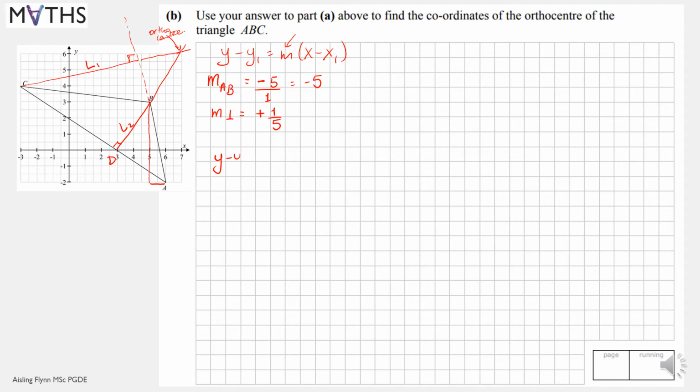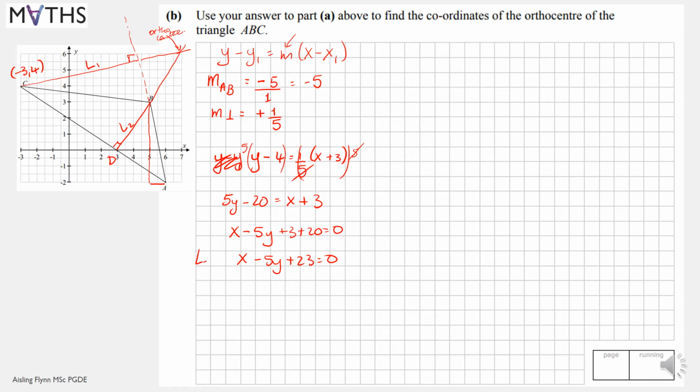Filling in y minus y1, we're working with point C, which has coordinates of -3, 4. So y minus 4 equals 1 over 5 times x minus -3, which is x plus 3. Now I'm going to multiply both sides by 5 to remove the denominator. 5 divided by 5 is 1, and I get 5y minus 20 is equal to x plus 3, and I'm going to rearrange that like I did previously: x minus 5y plus 3 plus 20 equals 0. And I get x minus 5y plus 23 equals 0. So that's my L1.